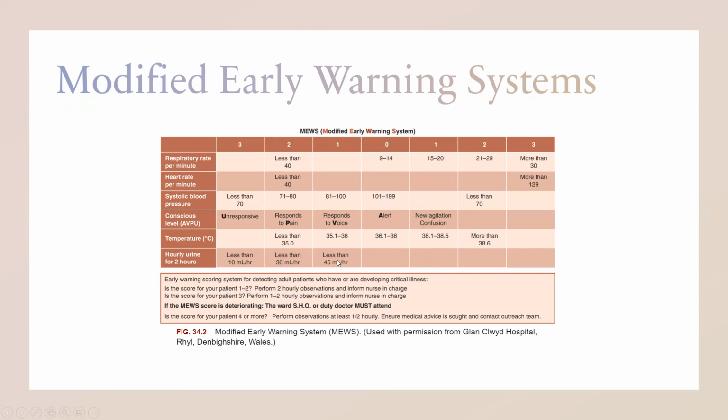Obviously, we indicate urine output. They're starting to have a trend down if their urine output's less than 45 milliliters an hour, then to 30 and then to 10. Okay. So look at this, you add up your scores, 1, 2, 3 points. You get 2 points here.